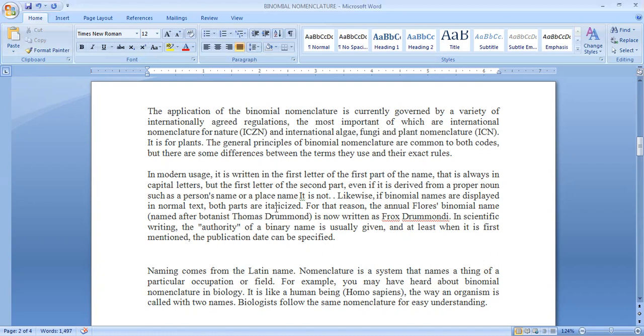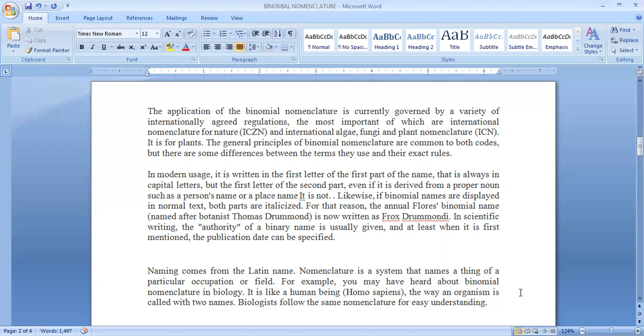Now we have another example: the botanist Thomas Drummond. So we will write Phlox drummondii. This is the authority of the binomial name, the person who first gave the name, and the publication date in which it was first mentioned can also be given.